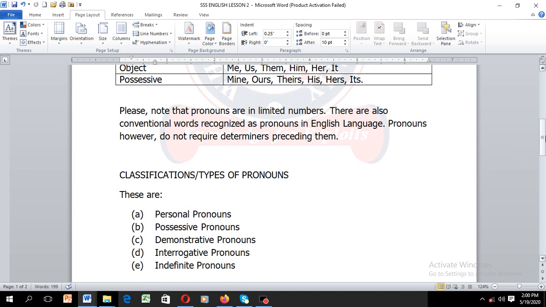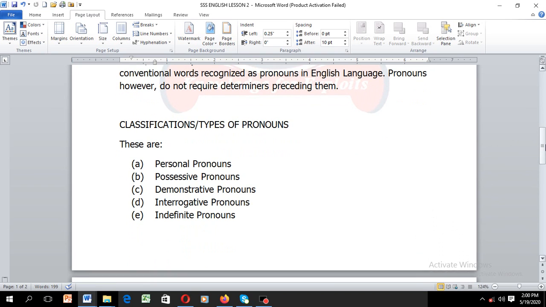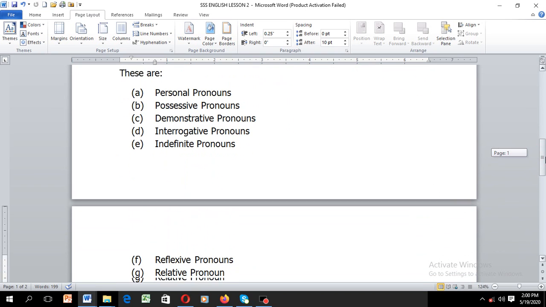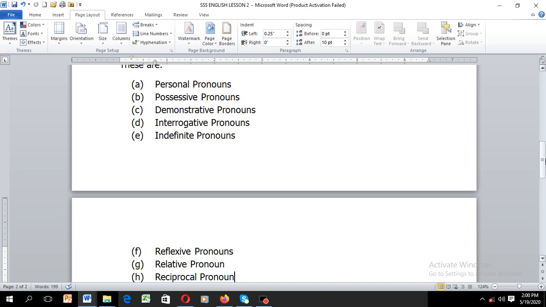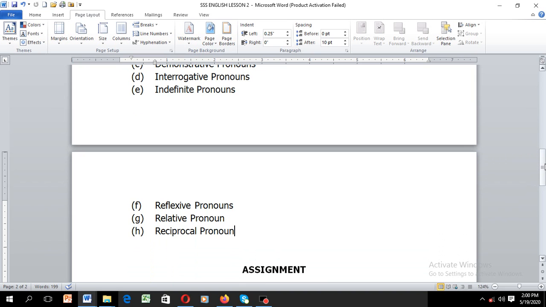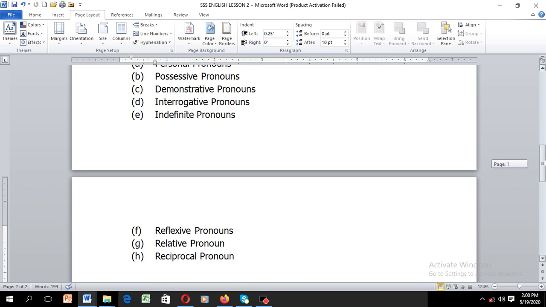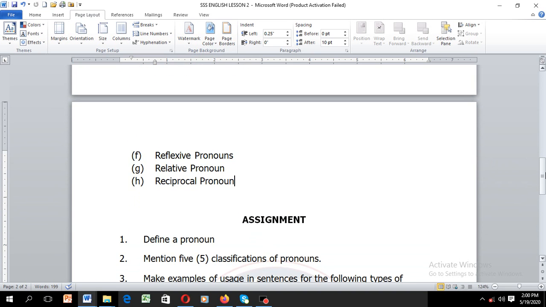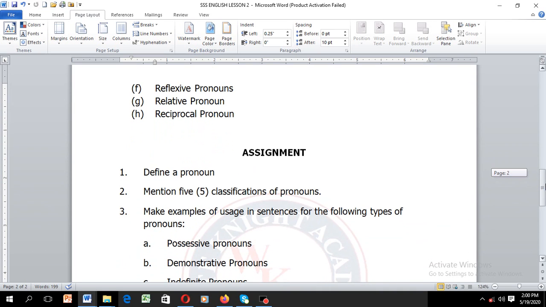We say we have personal pronouns, possessive pronouns, demonstrative pronouns, interrogative pronouns, indefinite pronouns, reflexive pronouns, relative pronouns, and the last but not the least, we have reciprocal pronouns. By this, we have come to the end of our lesson today.